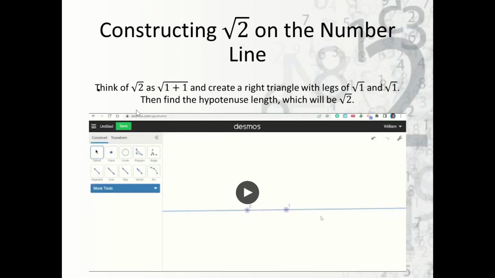Now the hint that you need to know is we're going to think of square root of 2 as being square root of 1 plus 1. And if we create a right triangle with legs of square root of 1 and square root of 1, then the hypotenuse should be square root of 2. And we get there by using the Pythagorean theorem. So in this case, if we can make this side length square root of 1 and the other side length square root of 1, then the line that connects them would be square root of 2.